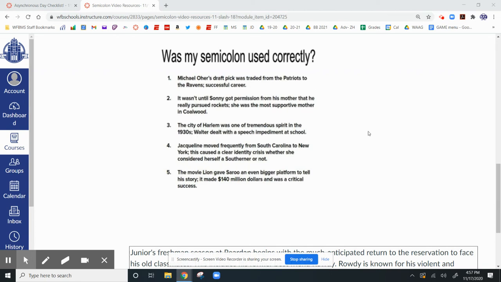Four, Jacqueline moved frequently from South Carolina to New York; this caused a clear identity crisis, whether she considered herself a Southerner or not. That looks good. Complete sentence on both sides, both talking about Jacqueline. I can keep four. Five, the movie Line gave Saru an even bigger platform to tell his story; it made $140 million and was a critical success. That looks good as well. Okay, so those are my examples here on semicolons. Again, make sure complete sentences and the two thoughts are related.